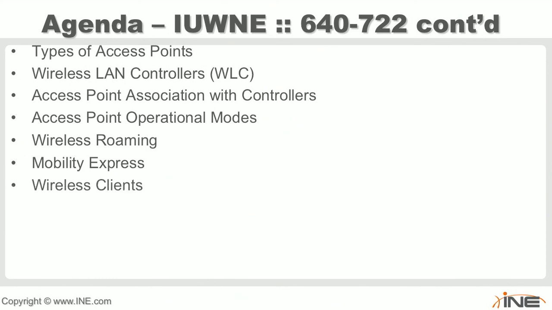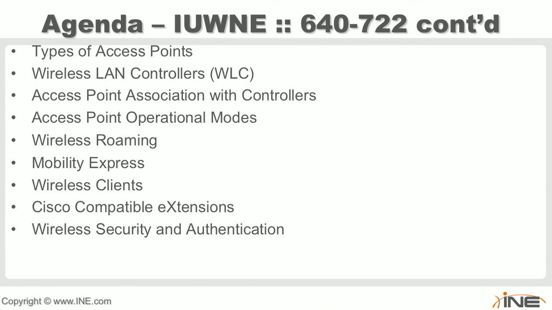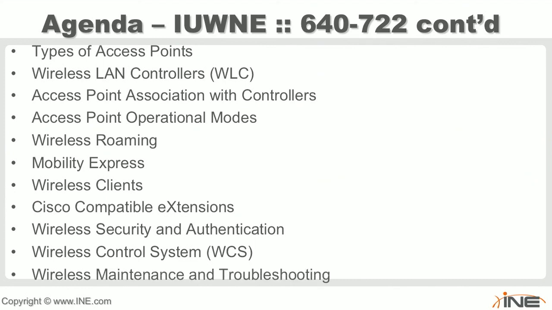Then we'll come back and take a look at wireless clients and how they connect, associate, and authenticate with wireless infrastructures. We'll look at something called Cisco Compatible Extensions, CCX. We'll then take a look at wireless security and authentication, a very big, very important part to any wireless network, and we'll spend a good amount of time on this. We'll look at the wireless control system from Cisco specifically, and then wrap up with some wireless maintenance and troubleshooting.